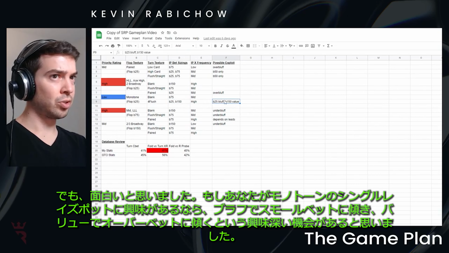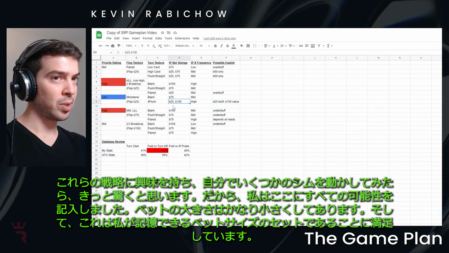If you're curious to look at some monotone single raise pots, I did think there was an interesting opportunity there to lean towards the small bet with bluffs and to lean towards the overbet with value. I think you'll be surprised by what these strategies look like if you're interested to run some of those sims yourself.